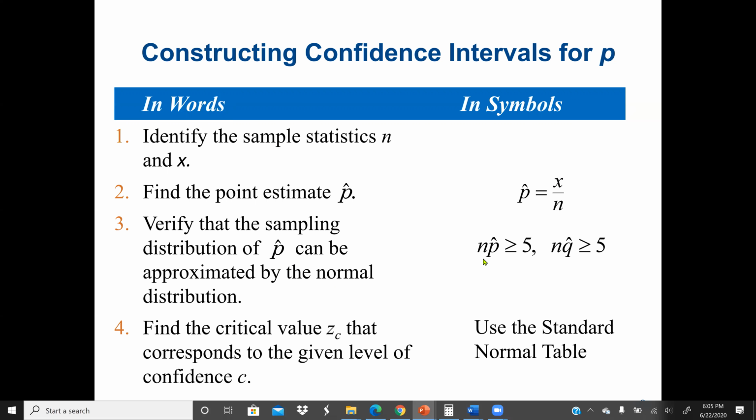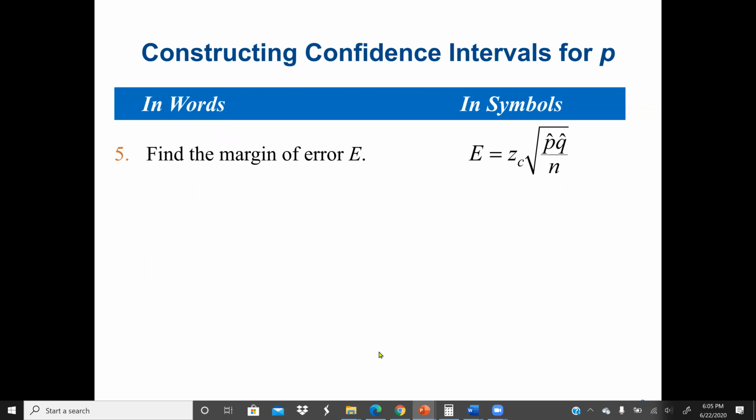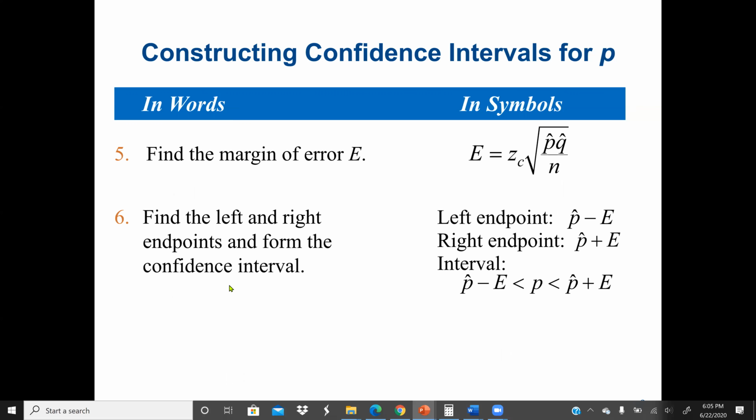So from there, if this is true, next we find the critical value ZC that corresponds to the given level of confidence, and we use the standard normal table. After that, we can find the margin of error. That is our main goal. When we get the margin of error, we can find the endpoints for both left and right.